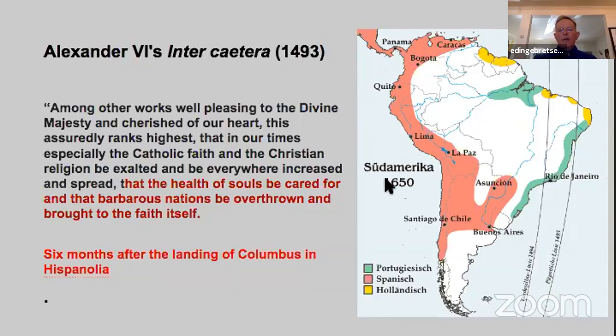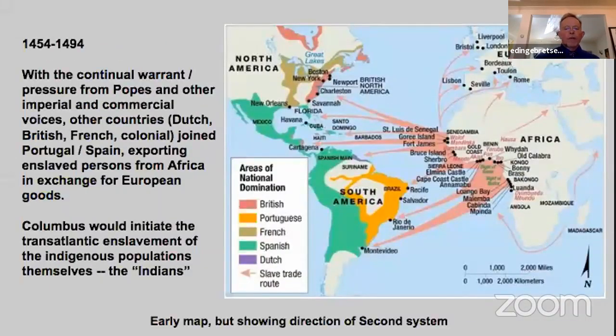The map here is a German map, and it shows South America, Portuguese, Spanish, and Dutch. Largely, the Portuguese became here, took out over here. It gets a little difficult now here if you have a devotion to Columbus. So from 1454 to 1494, with continuing war pressure from popes and imperial and commercial voices, other countries, Dutch, British, Portuguese, French, Spanish, begin to join in here. Portugal, Spain, you begin to see up here the colonials.